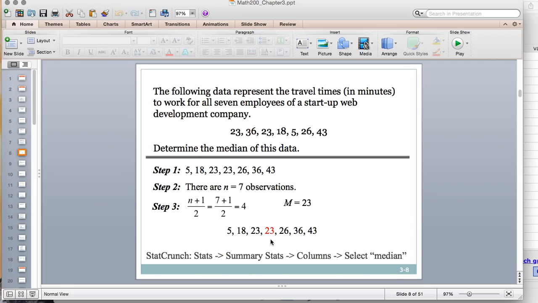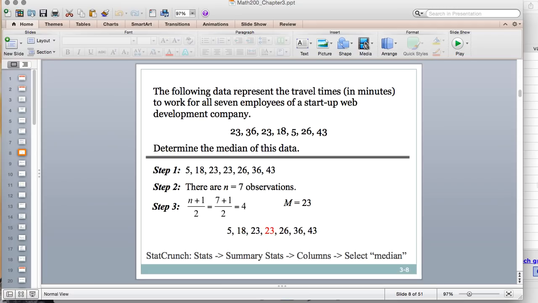And since we only have 7 observations, step 3 is kind of silly to do, because what we can just do is look at our observations here and cross off. I would cross off the lowest number and then the highest number, the next lowest, the next highest, next lowest, next highest, and I would be left with a 23 in the middle. So it's pretty easy to visualize there.